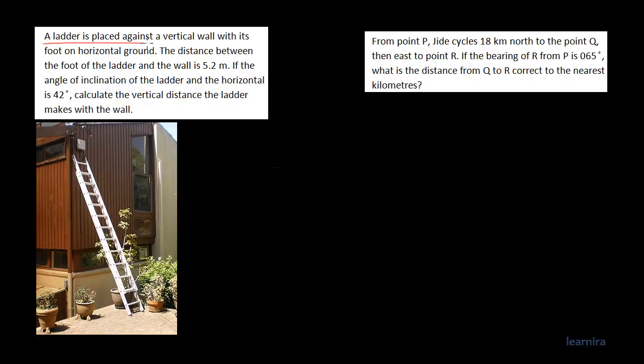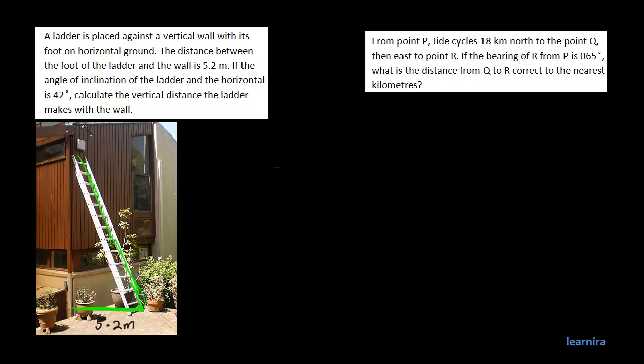A ladder is placed against the vertical wall with its foot on horizontal ground. So this is the ladder, and its foot is on the ground. The distance between the foot of the ladder and the wall is 5.2 meters. So let's say this is the foot of the ladder here, and this is the wall. The distance between the foot of the ladder and the wall is 5.2 meters.